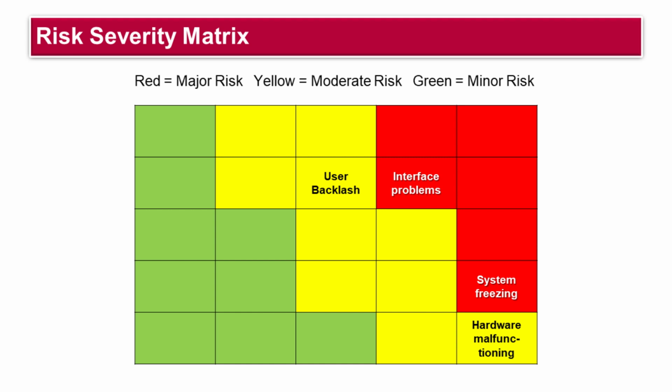Using the OS upgrade project again as an example, interface problems and system freezing would be placed in the red zone, while user backlash and hardware malfunctioning would be placed in the yellow zone. The risk severity matrix provides a basis for prioritizing which risks to address. Red zone risks receive first priority, followed by yellow zone risks. Green zone risks are typically considered inconsequential and ignored unless their status changes.